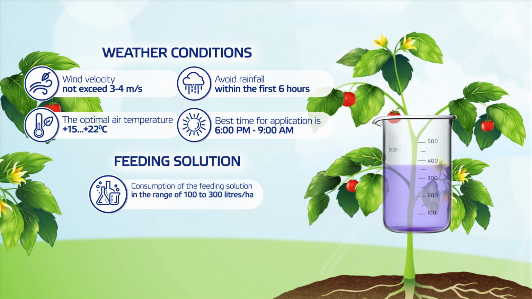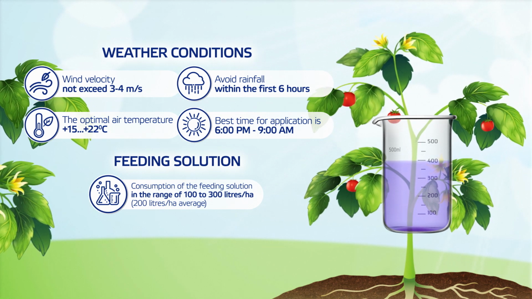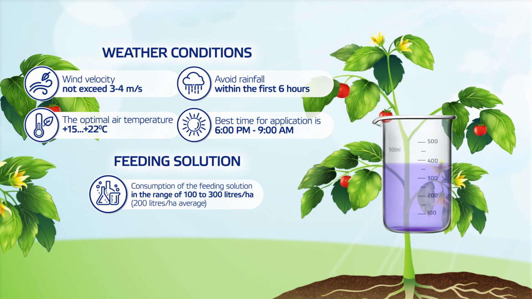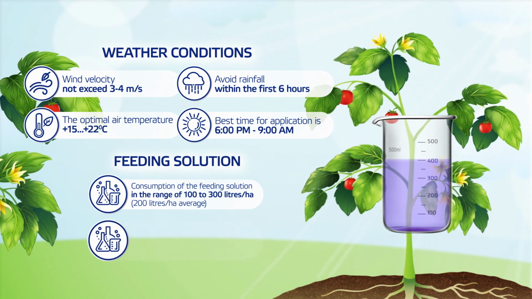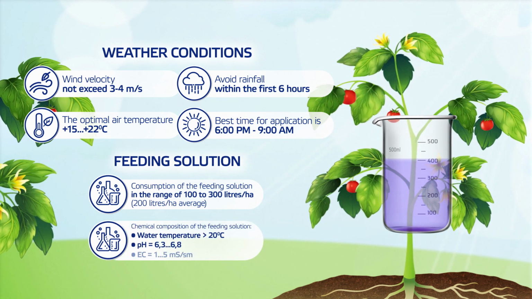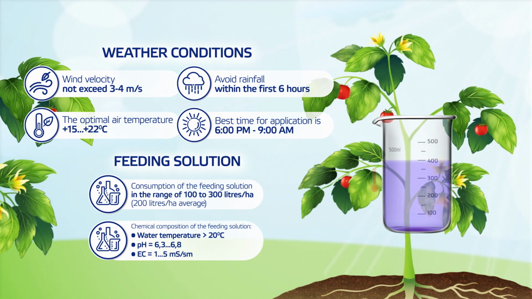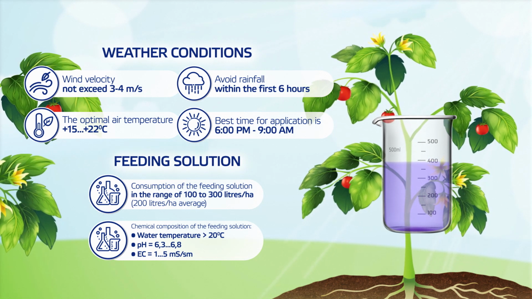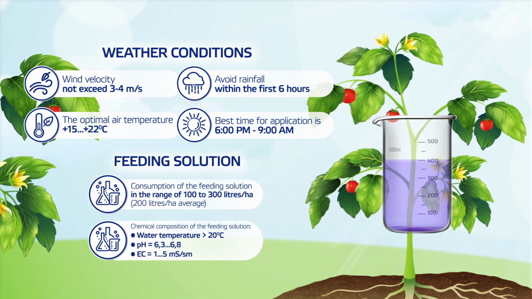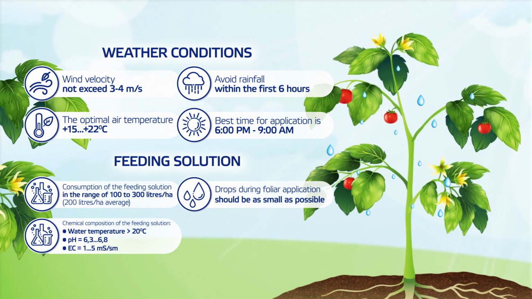Consumption of the feeding solution depends on the specific crop and the type of spray equipment. It is typically in the range of 100 to 300 liters per hectare, averaging at 200 liters per hectare. Chemical composition of the feeding solution should also be carefully monitored. For optimal dissolution, water temperature should be at least 20 degrees centigrade. pH should be in the range from 6.3 to 6.8, and electrical conductivity should be from 1 to 5 millisiemens per centimeter. Drops during foliar application should be as small as possible.